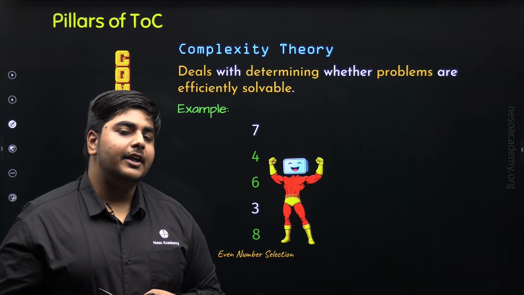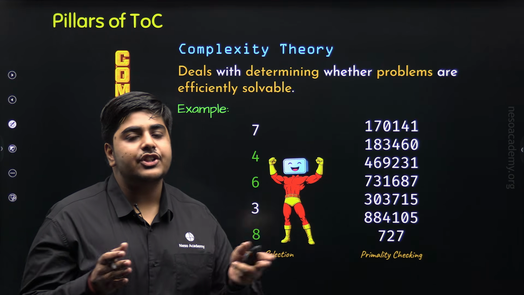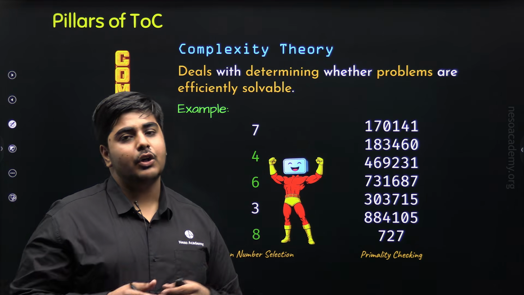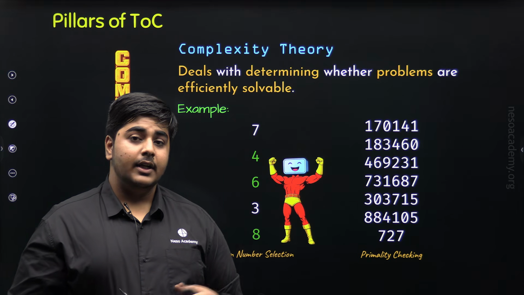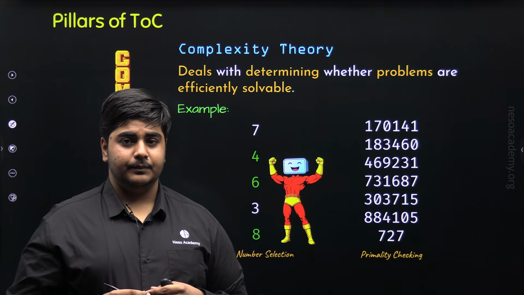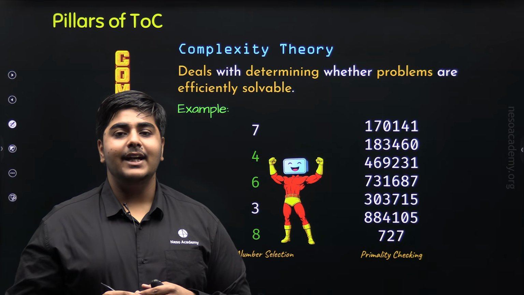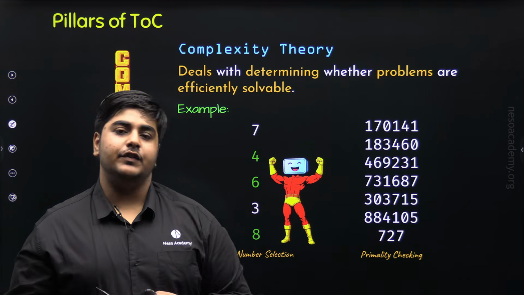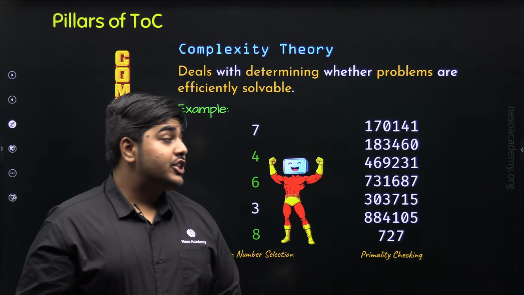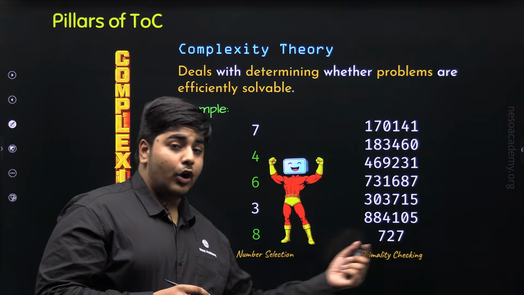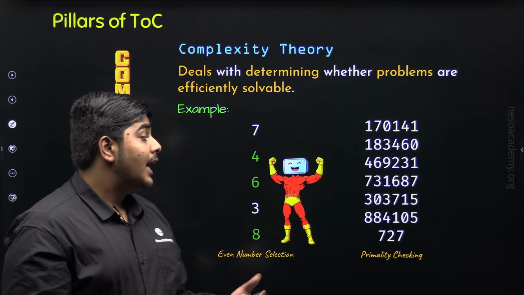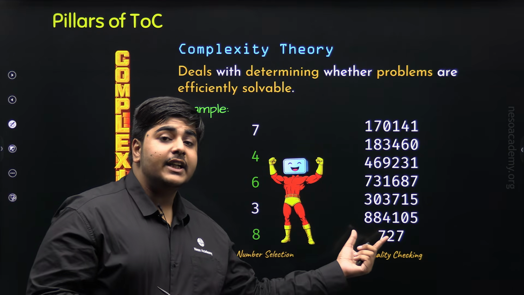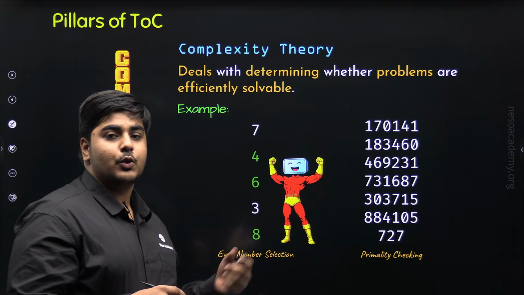Now on the other hand, let's take a different example. This is a 39-digit long number and you want your computer to check whether this number is a prime number or not. Now what do you think? Can this problem be solved by a computer? Yes, of course. But as I said, we want to determine the efficiency of this problem rather than the solvability of this problem. Now, do you think checking this big number, prime or not, is as efficiently solvable as this problem of selecting an even number? Of course not. This will definitely take more amount of time as compared to this problem.